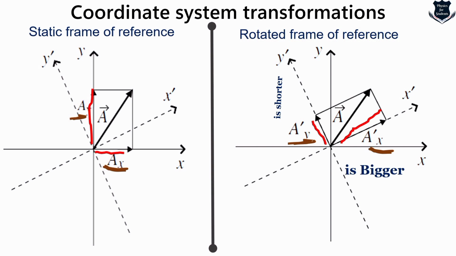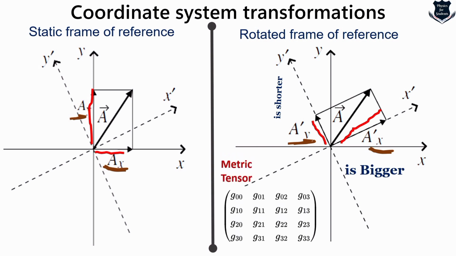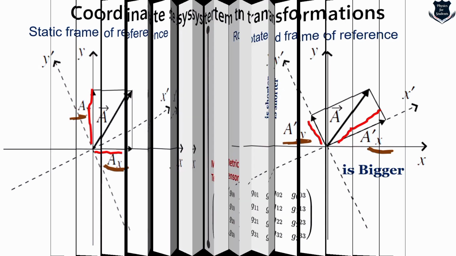So what we see is that this is bigger and this is shorter. This is a static frame of reference, and this is the rotated frame of reference. And this is what we will look into, don't worry, we will derive it actually. This is described using a specific tensor called the metric tensor in the general theory of relativity. I already have a very detailed video on the metric tensor, but in this series also we are going to look more into the metric tensor.